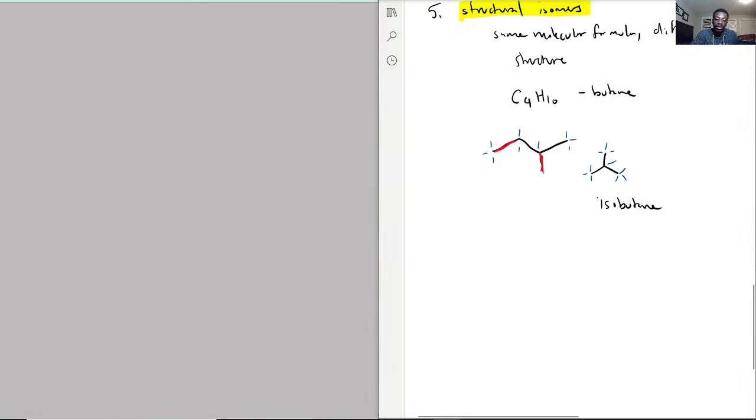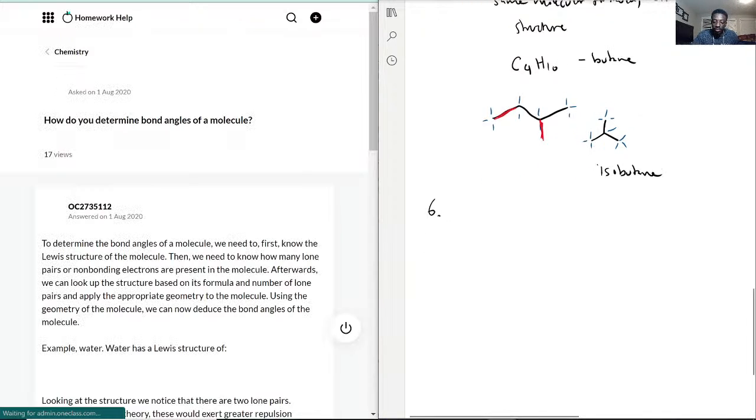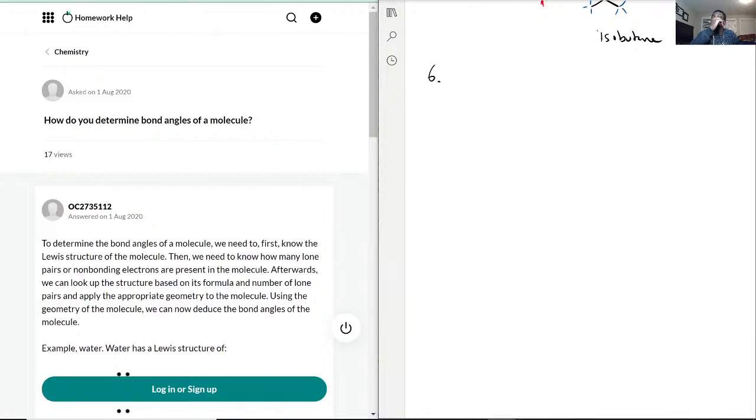So with that, question 6. How do you determine bond angles of a molecule? So this one can be a little bit tricky. Bond angles depend on two things: the amount of bonds it has, so bond angle depends on amount of bonds, and amount of lone pairs.